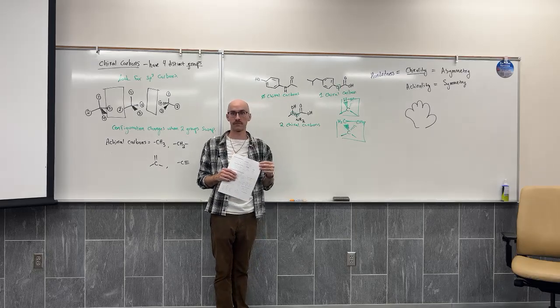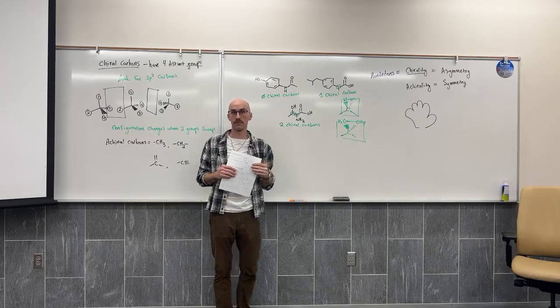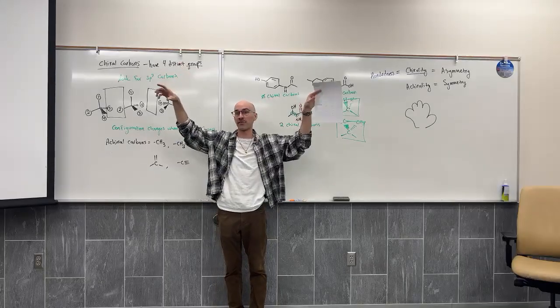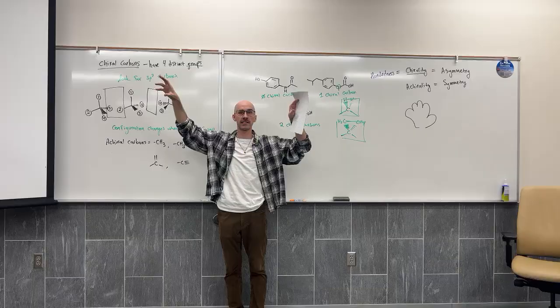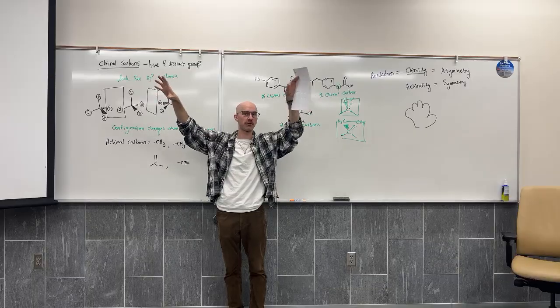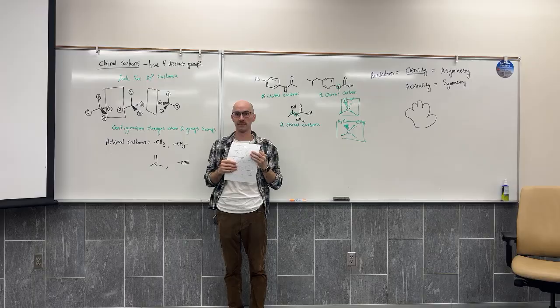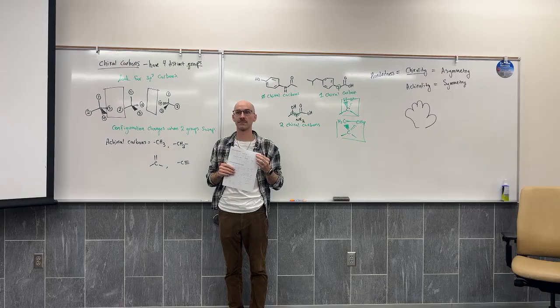Okay, so the groups have to be different types of groups? It has to be 4 distinct groups. Methyl is not different from methyl. Hydrogen is not different from hydrogen. OH is not different from OH. So it has to be like the other one, where we have the aromatic ring and the CH3 and a hydrogen and a carboxylic acid. Perfect. Those are different.